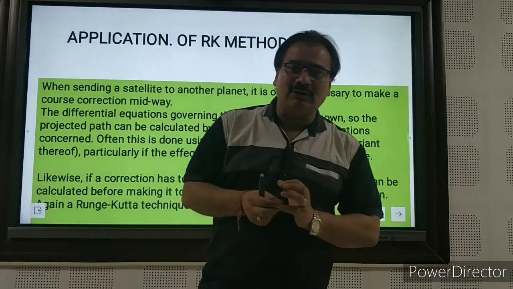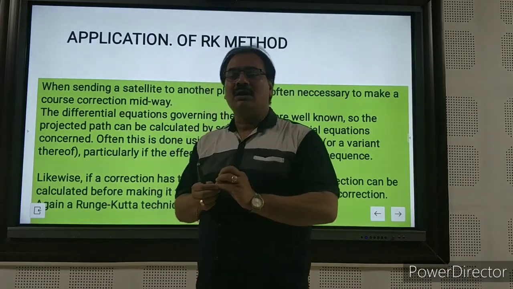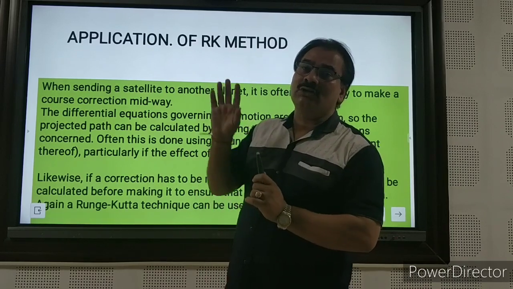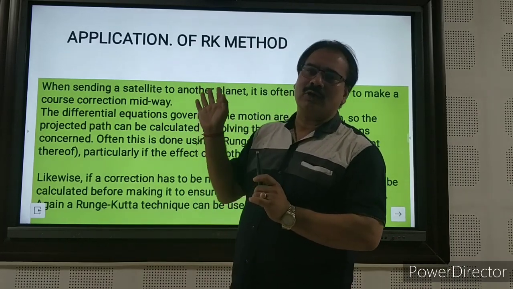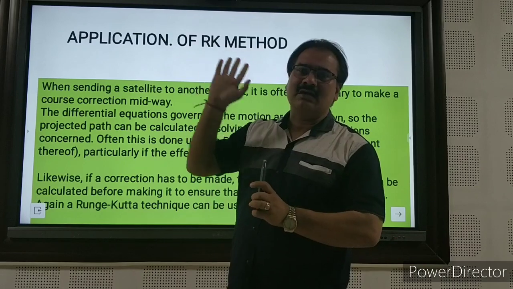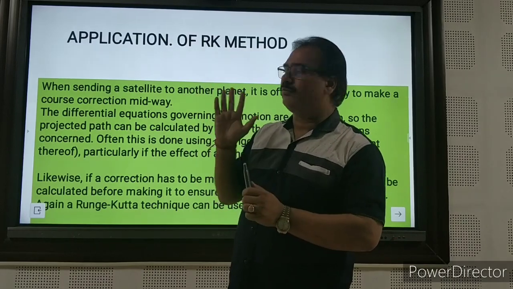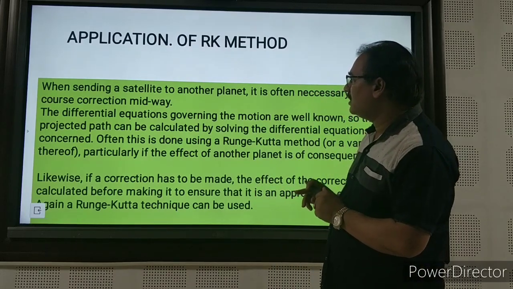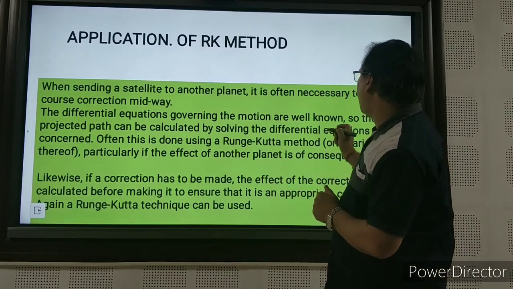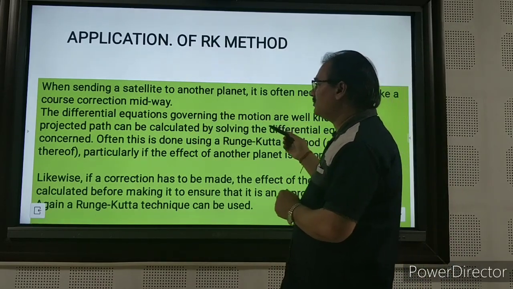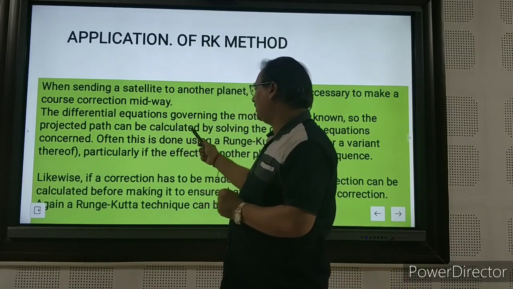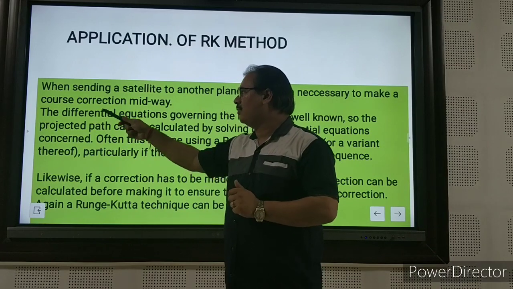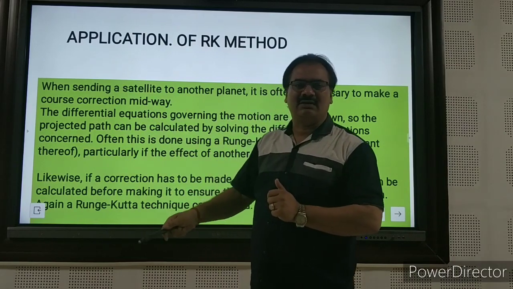Our Chandrayaan, although it was not successful, if the correction is being made by the scientists midway, then this formula, this Runge-Kutta technique, is very much useful for satellite launching purposes. The differential equations governing the motion are well known, so the projected path can be calculated. How is it possible? These lines will elaborate the first sentence.